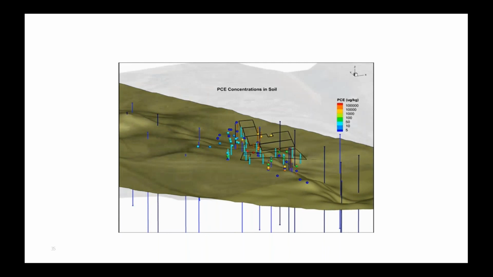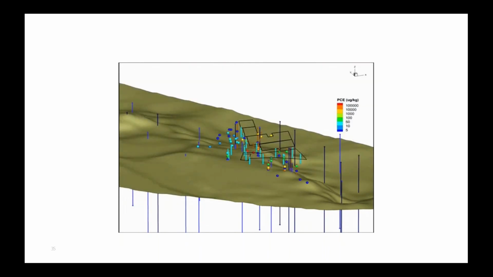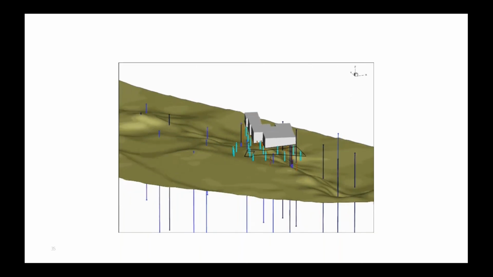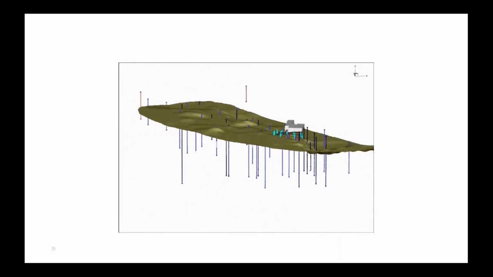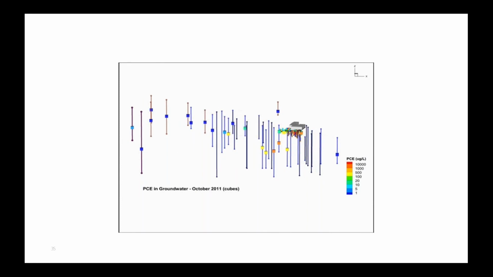And that's the PCE concentration in soil. So the bedrock groundwater potentiometric surface is there, showing up a little bit in the trough. So that's the concentrations in 2011.